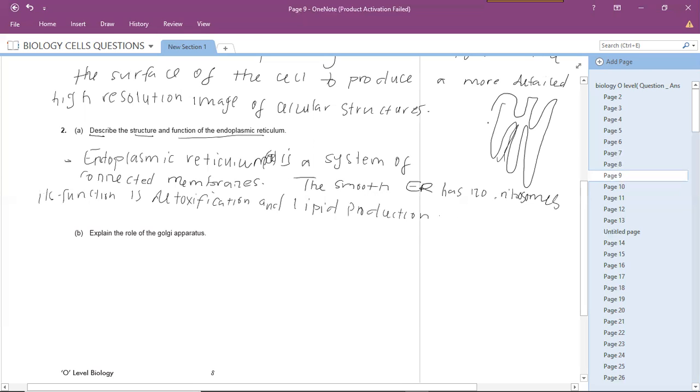Then remember, the rough endoplasmic reticulum contains ribosomes, and I said that in the ribosomes, proteins are made, but they are immature. So the rough endoplasmic reticulum is going to modify the proteins. So the rough ER modifies proteins produced by the ribosomes.